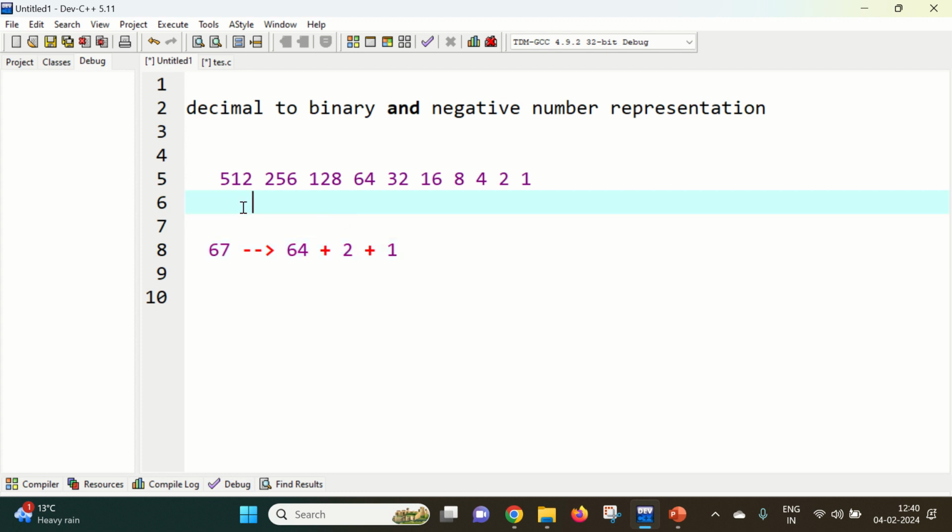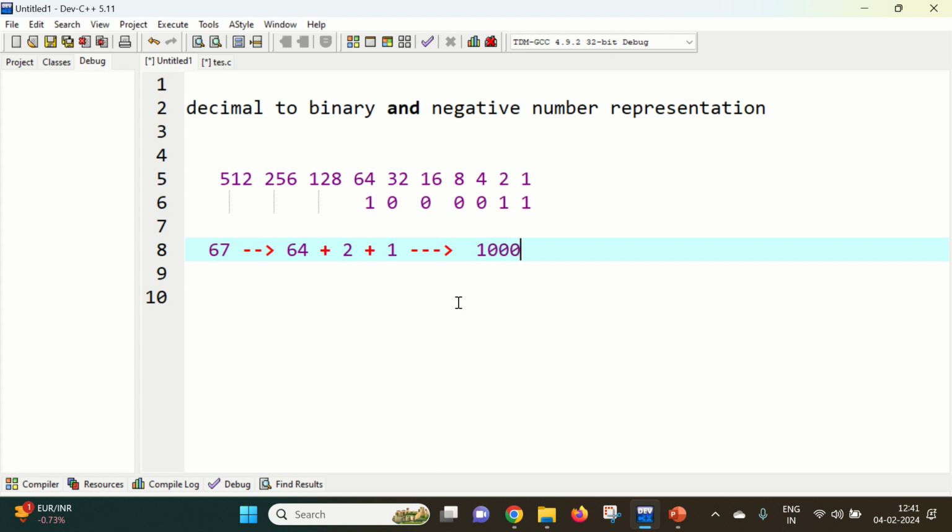After that, you have to start with 64. If 64 is there, you make that digit 1. After that, 32 is not there, so we write 0. 16 is not there, 0. 8 is not there, 0. 4 is not there, 0. 2 is there, so it is 1, and 1 is there, so it is also 1. So I can say that the binary representation of 67 is 1, 0, 0, 0, 0, four zeros, and 1, 1. This is the number for 67.